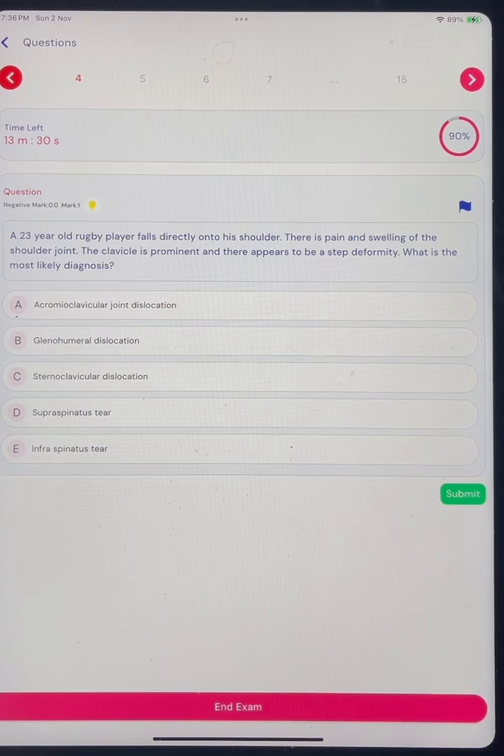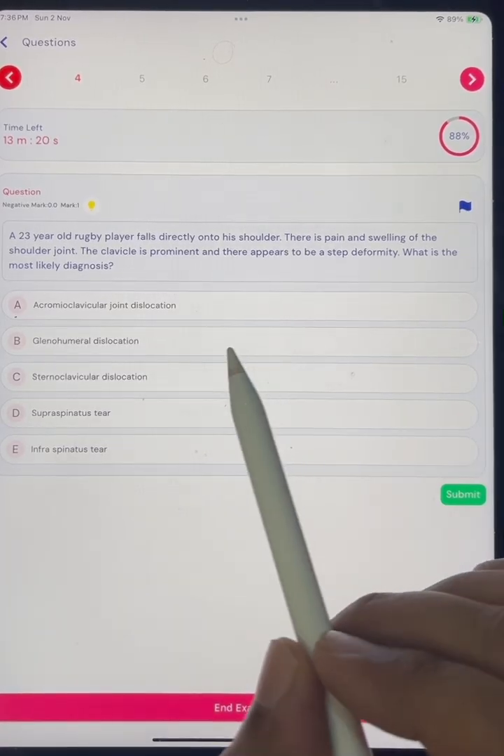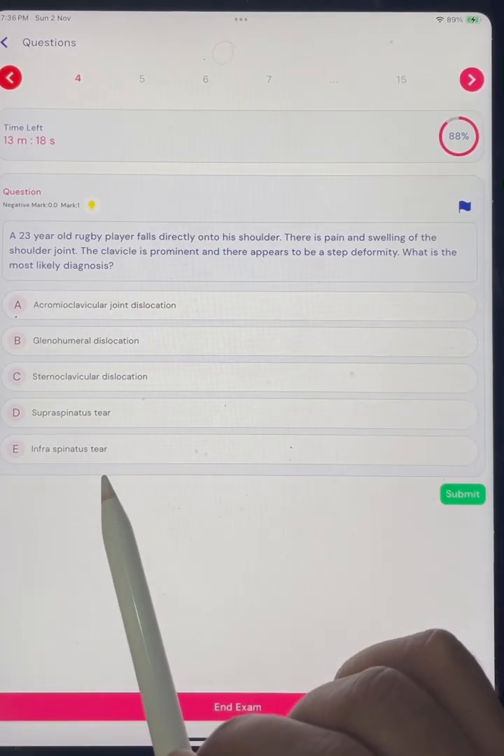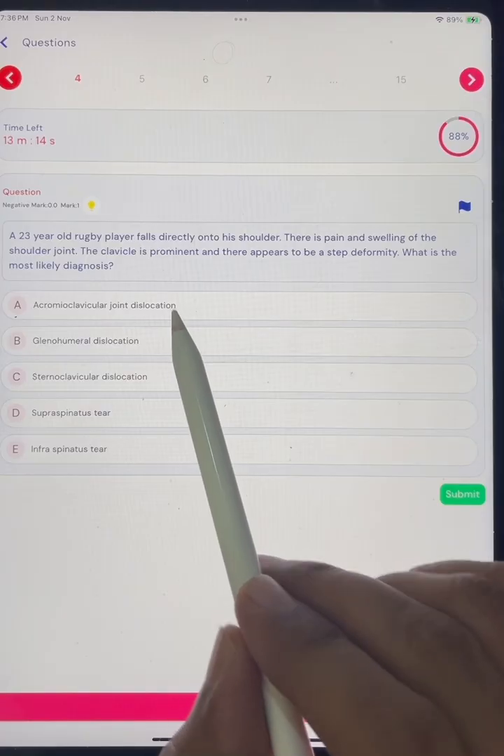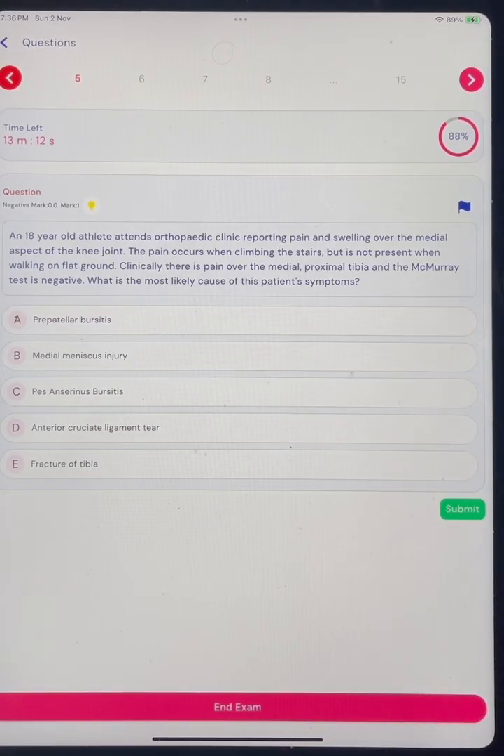Then next question. 23-year rugby player falls directly onto the shoulder. There is pain and swelling of the shoulder joint. Clavicle is prominent. There is step-up deformity. So either clavicle fracture or dislocation of acromioclavicular joint. So there is no clavicular fracture, sternoclavicular. This is acromioclavicular dislocation. Next question.